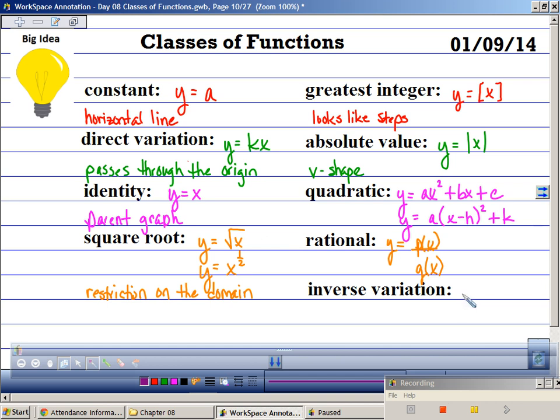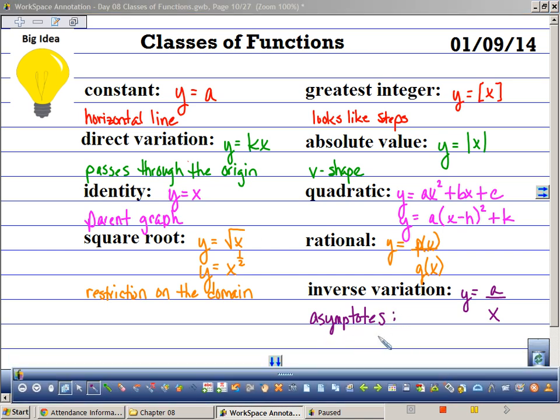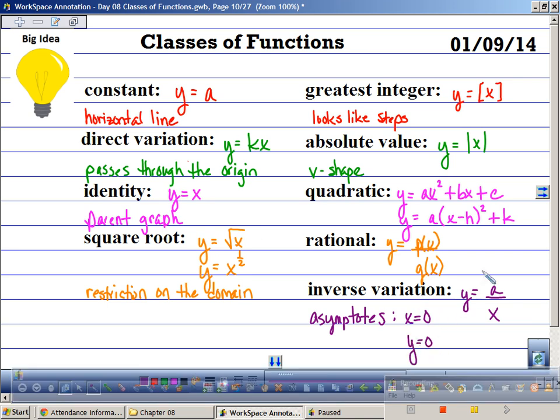Inverse variation. It is a rational function. It's just, because it's a rational number, but it's specific. Y equals A over X, where the asymptotes are always x equals 0 and y equals 0. Always.